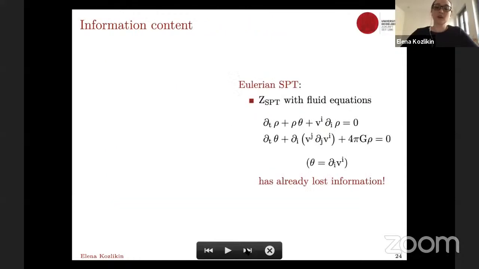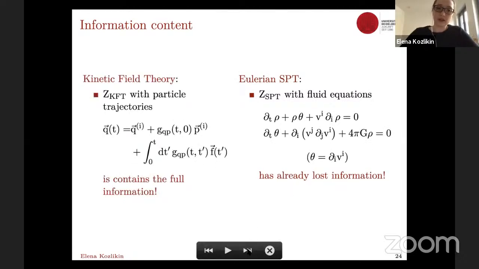So now when we do Eulerian SPT, the generating function of SPT includes the fluid equations, and as we've now discussed, we have the truncation and the single stream approximation, which already leads to information loss. In kinetic field theory, up to the point where we plug in initial conditions and write down the generating function with the particle trajectories like so, it still contains the full information.